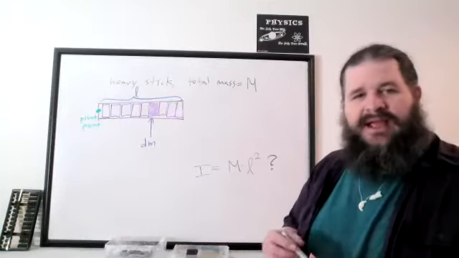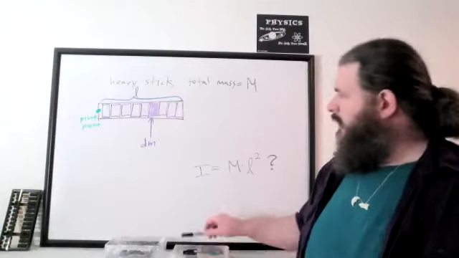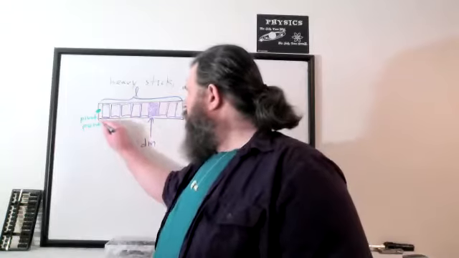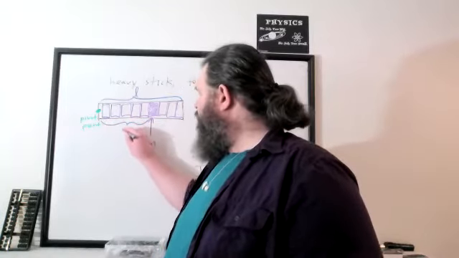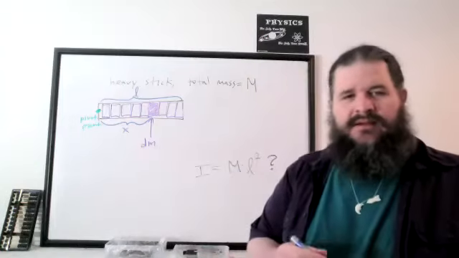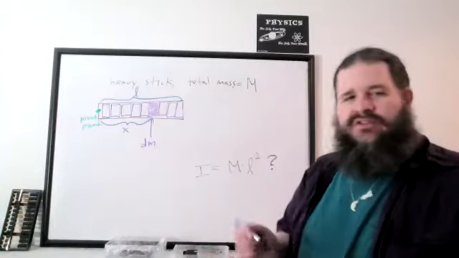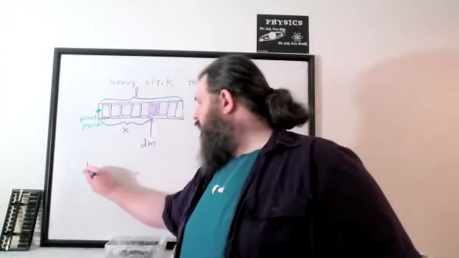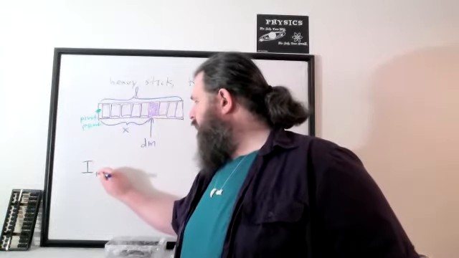And that tiny piece of mass is some distance from the pivot point. Let's call this distance x. So we've got a tiny bit of mass, some distance from the pivot point. And to calculate the moment of inertia there, we would say moment of inertia of that tiny piece.